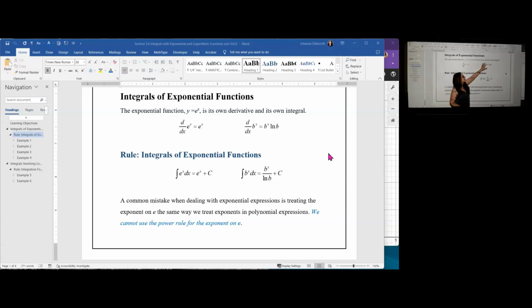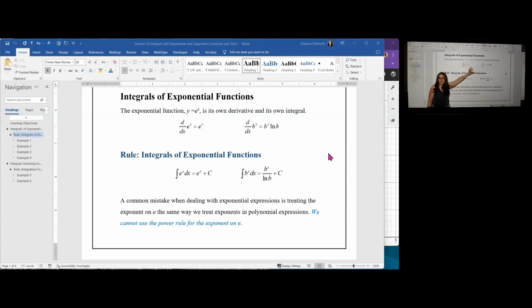If the base is not e, Euler's number, then let's say it's 5 to the x, then the derivative would be 5 to the x again times the natural log of 5. Now, the reason we don't have that in the derivative of e to the x is that the natural log of e is the number 1. So in essence, it is the same formula. It's just that the natural log of e is the number 1.